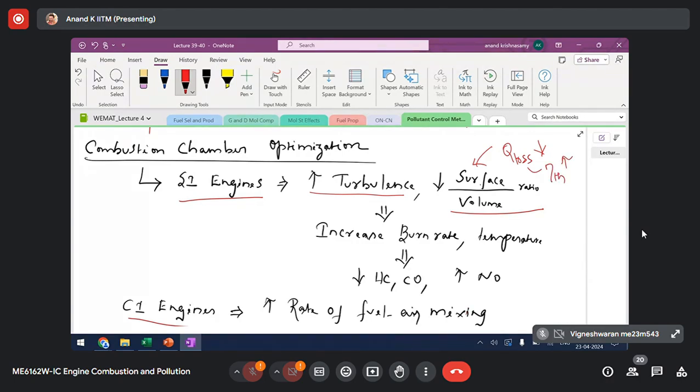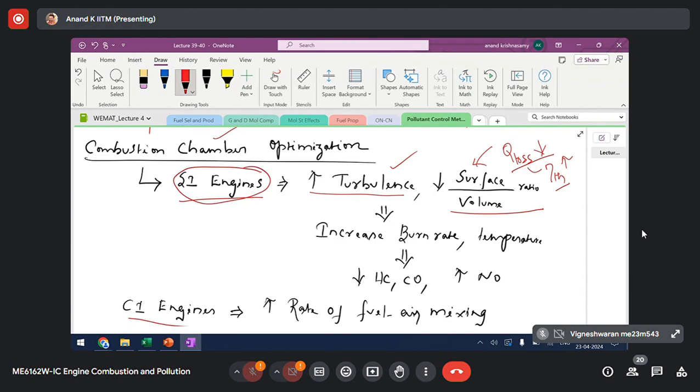So when we optimize combustion chamber, we will look at these two aspects. One is increasing turbulence level by creating swirl and squeeze. The other one is reducing surface to volume ratio so that you can reduce the heat loss and increase thermal efficiency. So this is what you do with combustion chamber optimization for SI engine.